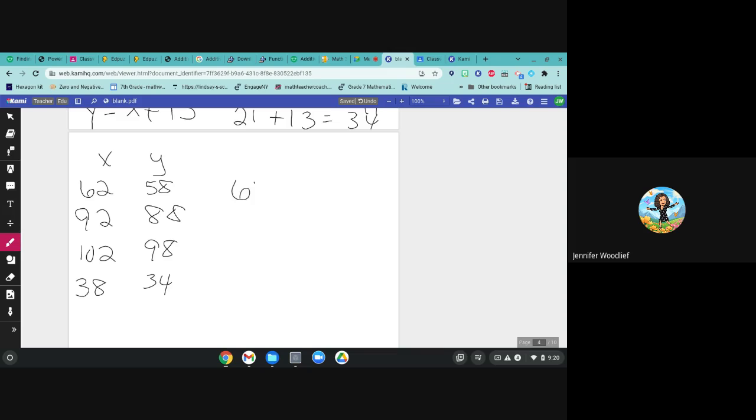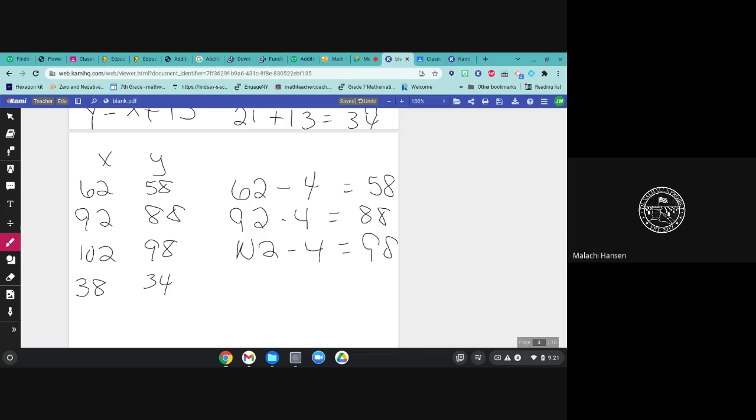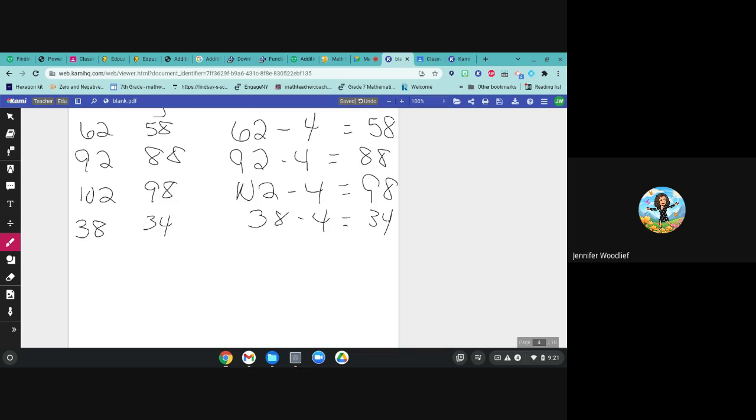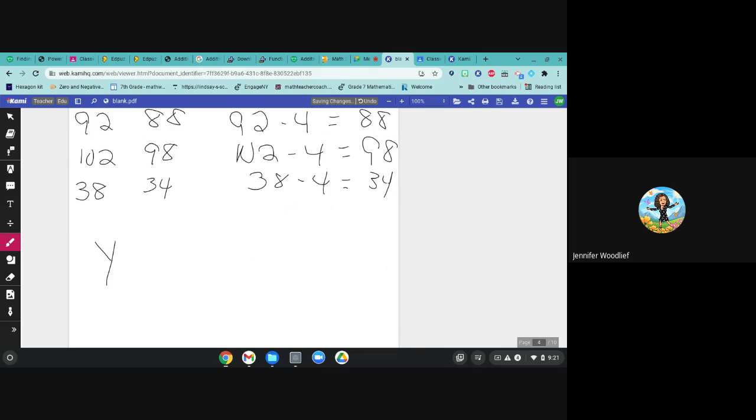So what's 62 minus what is going to give me 58? 4. What's 92 minus 4? 88. What's 102 minus 4? 98. And what's 38 minus 4? 34. So what's my equation going to look like? Y equals X subtract 4.